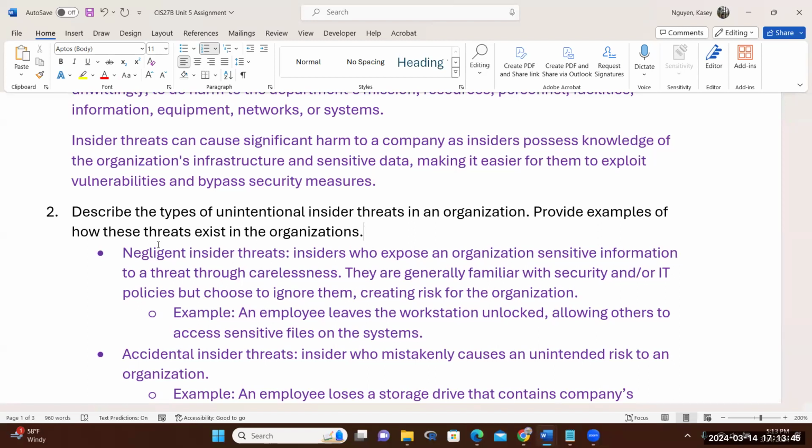So if they purposely leave it on so that someone else can access it, that's intentional, right? But if they just had to go to the bathroom and forgot to log out, and the system did not log them out, and some of the applications have sensitive data, then that could be unintentional.